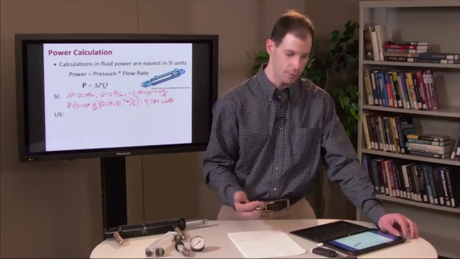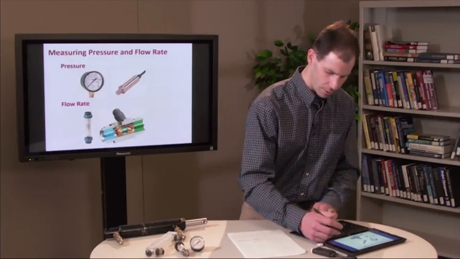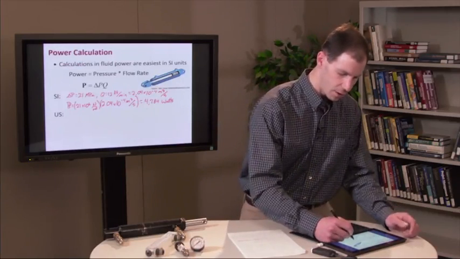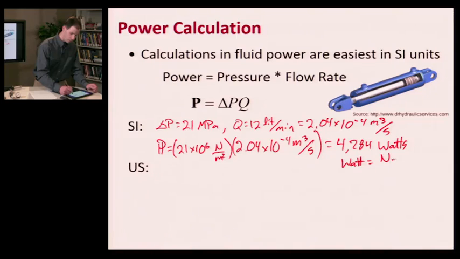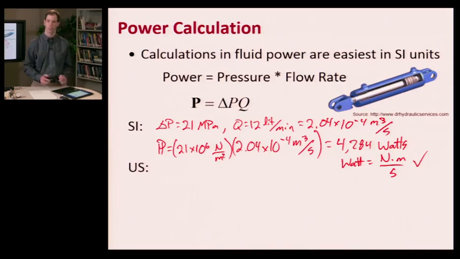And one thing I always recommend doing whenever you get done with one of these calculations is verifying that your units worked out. And so we can say, what is a watt in this case? A watt is just equal to a Newton meter per second. And we see that we do have newtons in the numerator. I've got meters cubed divided by meters squared, so I've also got meters in the numerator and seconds in the denominator. So my units do work out.